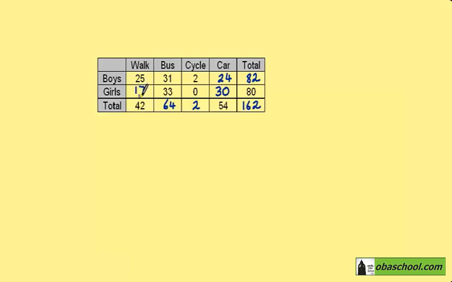Let's look at the columns. 25 and 17 is 42. This adds to 64, and so on. And finally, the bottom row, added up, does give us 162.